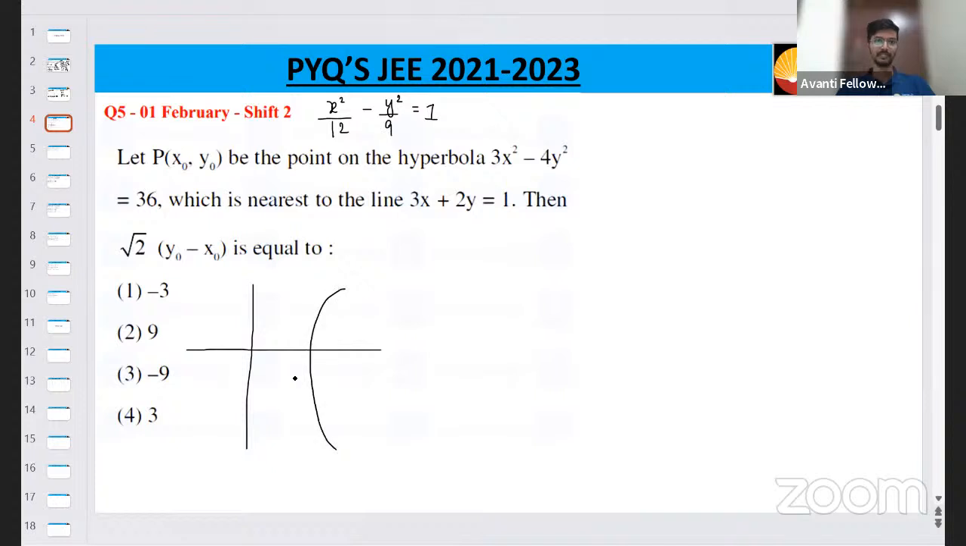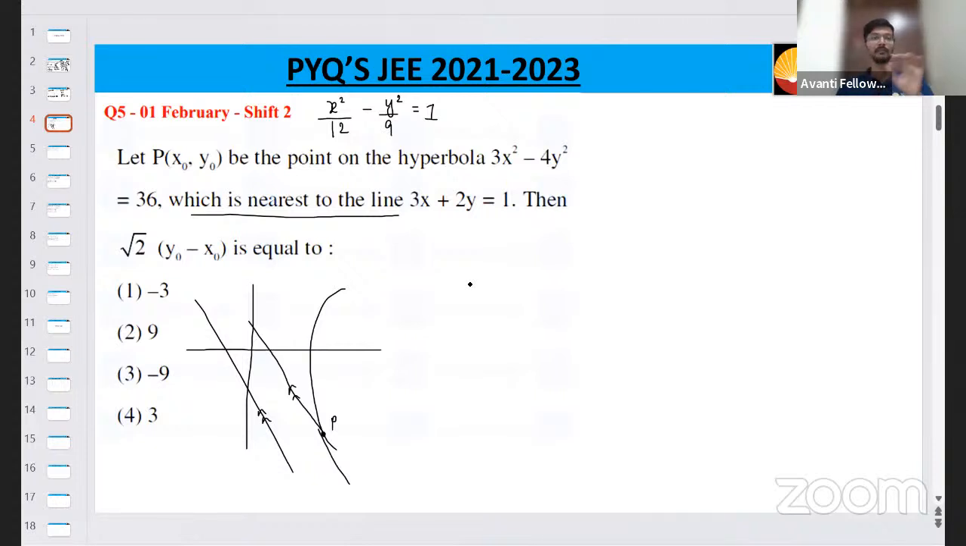I am drawing only one side of the hyperbola, and here is some line which is 3x plus 2y equals 1. Any line I have drawn, I have not taken into consideration. It is said that point P is nearest to this line. Now, what does this mean, guys? That means the point P on the hyperbola, if I try to draw a tangent at point P, then it will be parallel to this line. The tangent at point P will be parallel to this line. That is the meaning of nearest to the line, right?